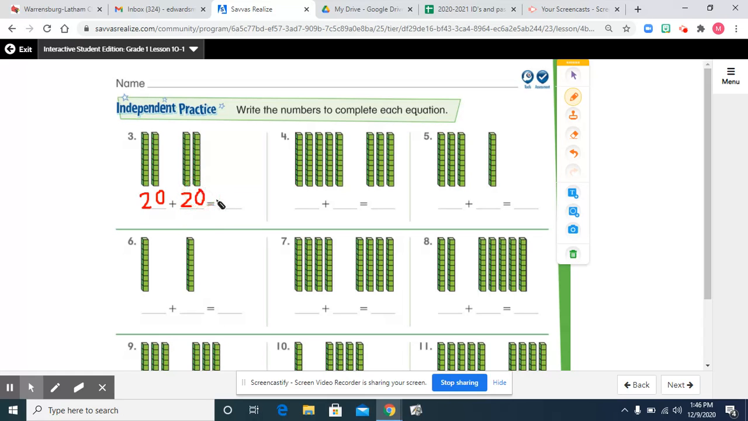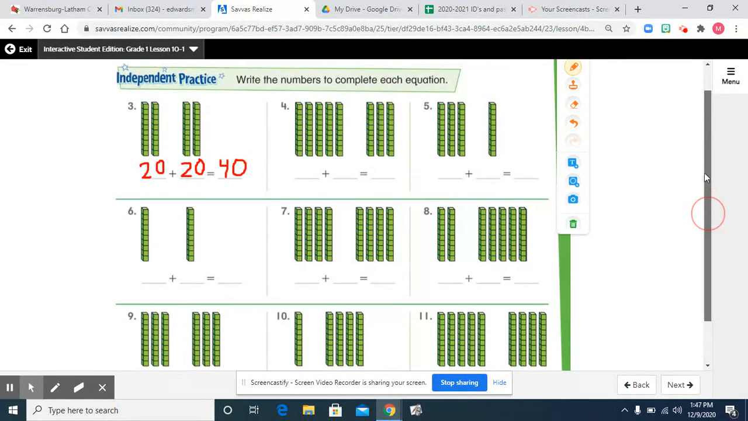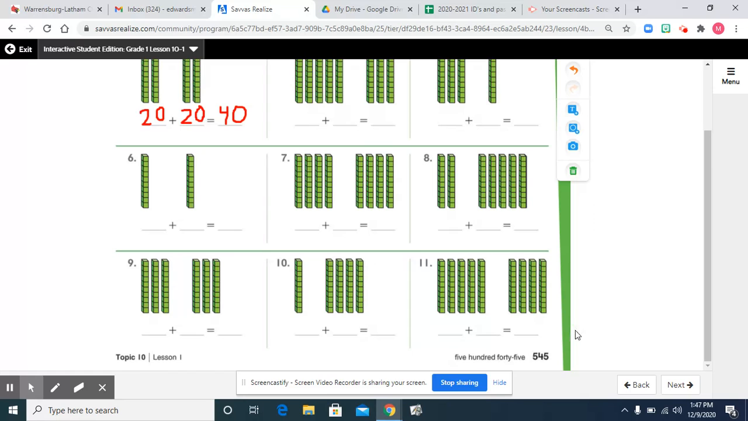So now all we have to do is figure out what the sum is. Well, if we look at the tens place, we have a 2 and a 2. And most of you know what 2 plus 2 is. That equals 4. And then now all we have to do is add 0 plus 0, and that equals 0. So 20 plus 20 equals 40 in all. So that's what you're doing on the rest of these. Okay? You have to do this page 545.